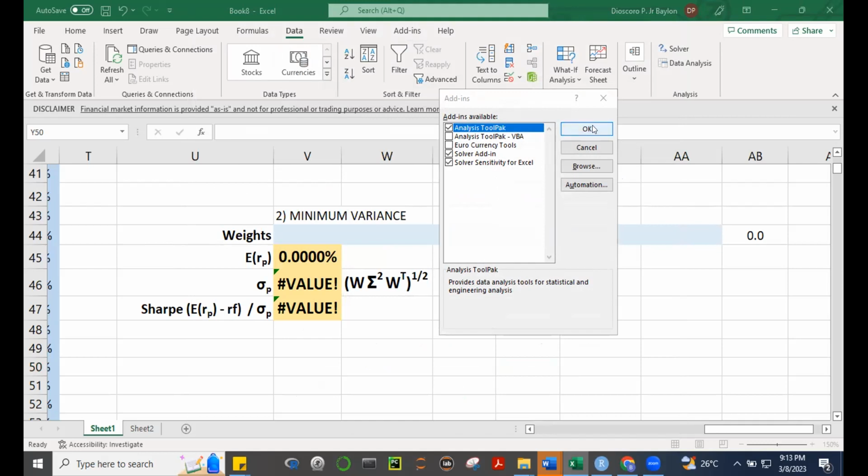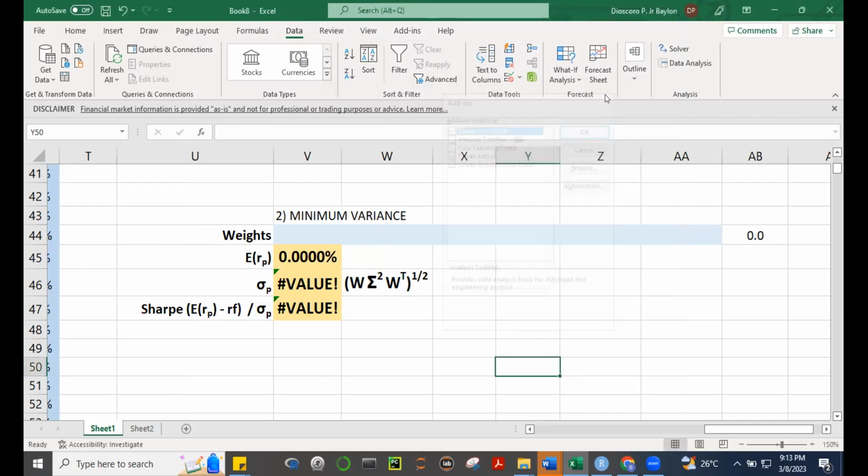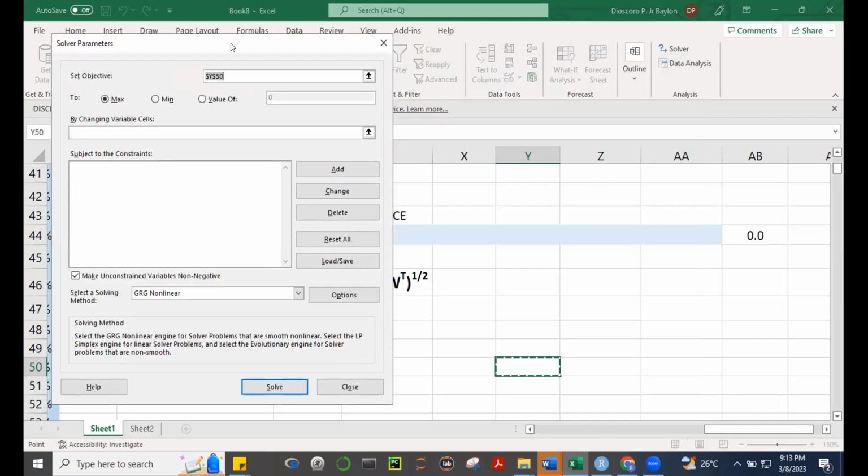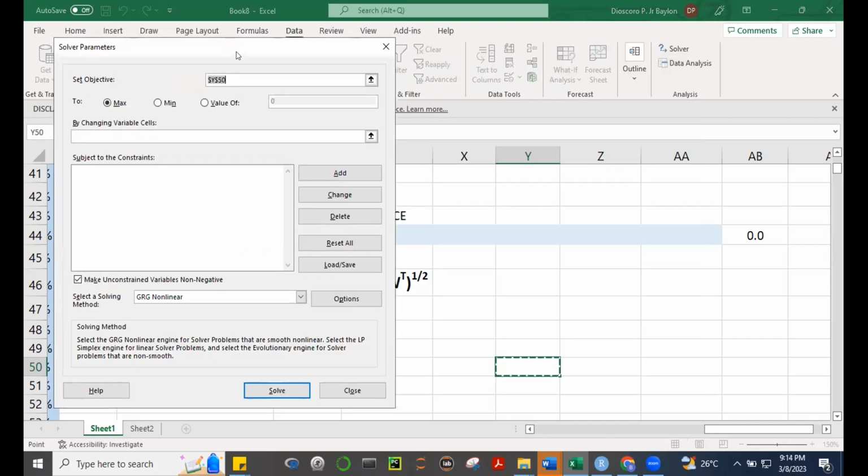Alright, so okay. Pag hindi ko na i-okay kasi meron na ako. Okay. And then, pag bumalik kayo sa data, meron ng Solver. Okay, then click Solver. Alright, ito na. Ito na ginagamit natin class sa portfolio optimization where we ask Excel to compute for the portfolio, the weights of the portfolio.